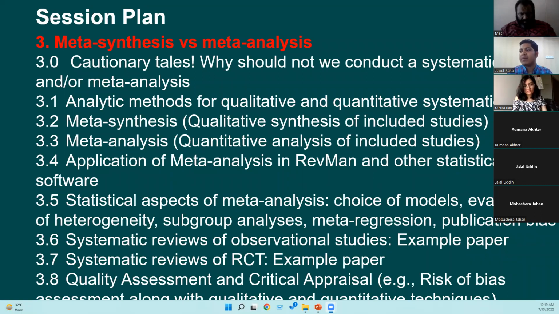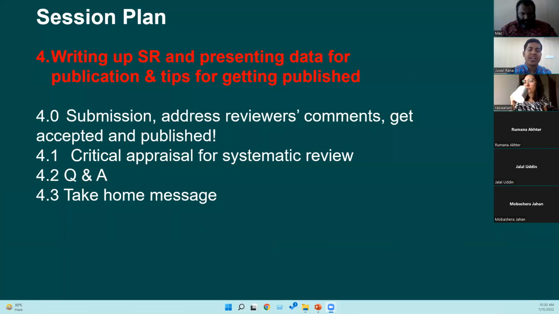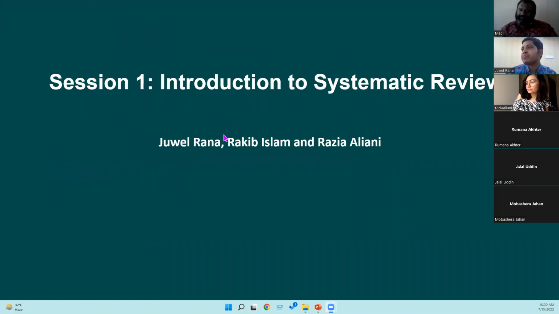After the statistical application, we'll also show two different applications, one for observational studies and another for randomized control trials. Then we'll know how you can assess the quality, or risk of bias, of the studies you have included in the systematic review and meta-analysis you have conducted. And later on, when you are done with your systematic review and meta-analysis process, we'll talk about how you can start preparing your manuscript to get published in your desired journal. And that's all our session plan for today.